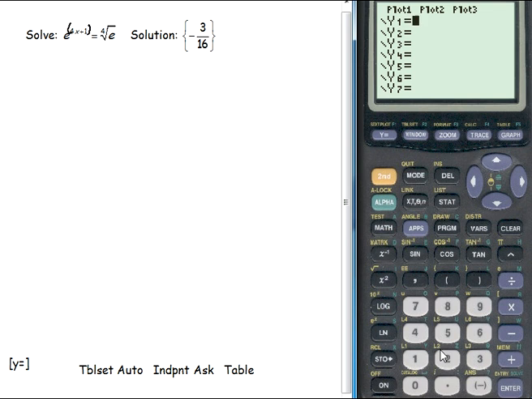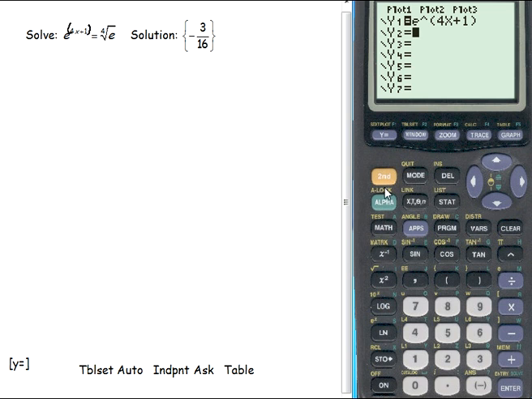Okay, so for the y1, we want to have e, which is over the divide key, and we want to raise it and put a parentheses to the 4x plus 1 power, close parentheses. And then for y2, we want the fourth root of e. And that is a number. That's an actual numerical value. It's not a variable expression. Okay, it doesn't have an x in it.